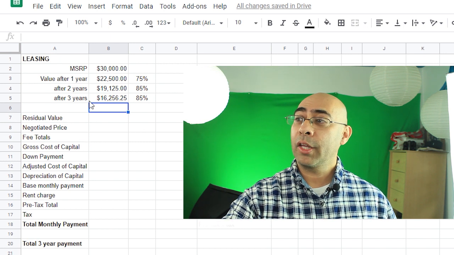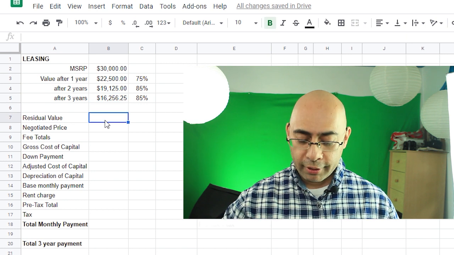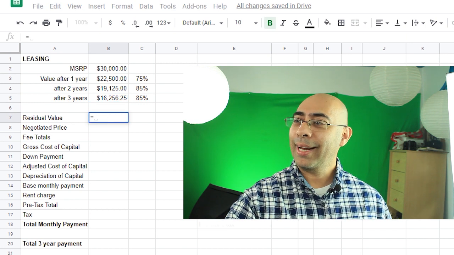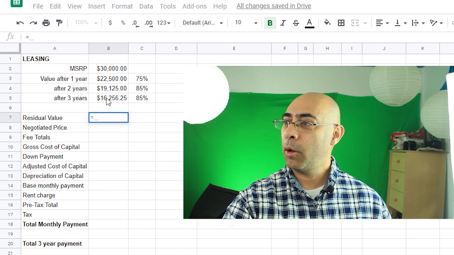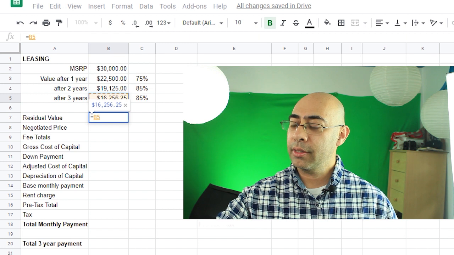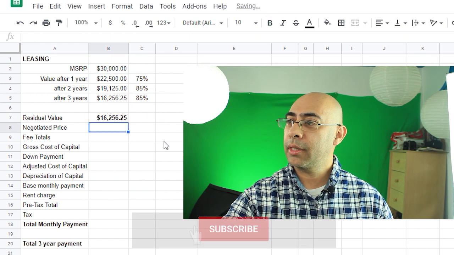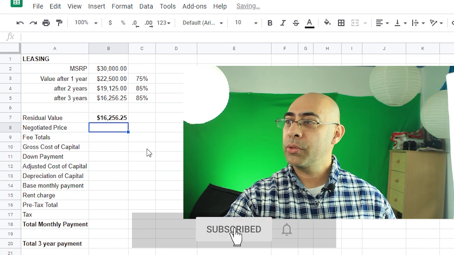So the residual value is what this third value is right here. So for residual value, I'll just type in equal and click on the 16,000 in cell B5. And it just tells the computer, just put the value of whatever's in there. And you can see that's already put on top. It shows you what the value is, hit enter. So our residual value is that right there.